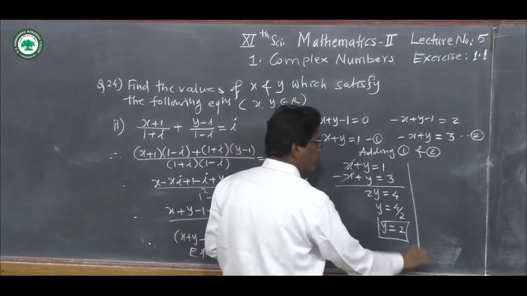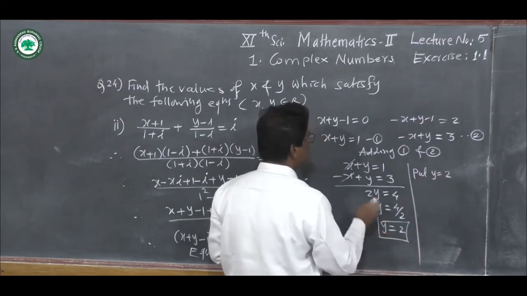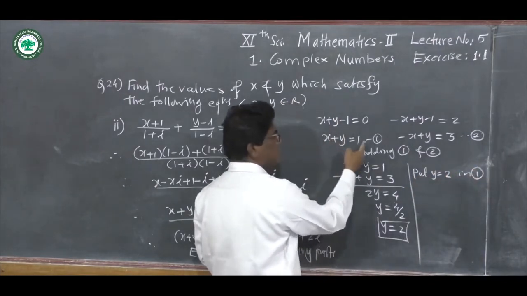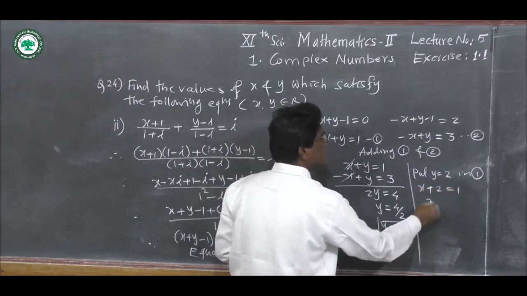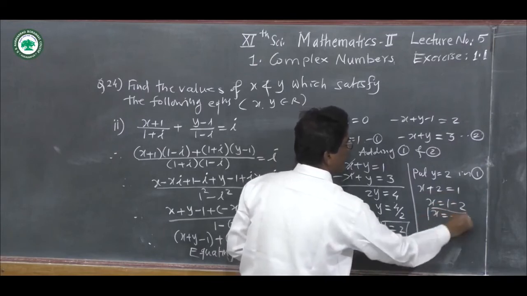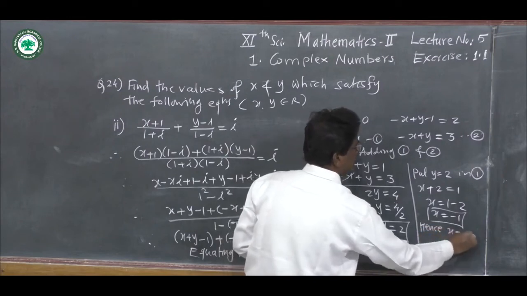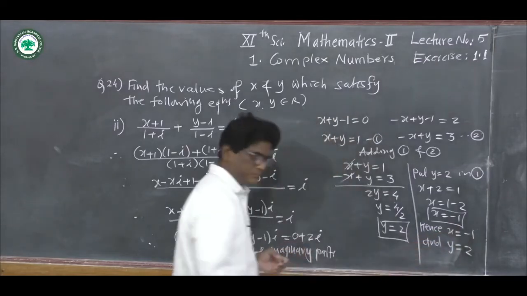Now put the value of y. Put y is equal to 2 in equation first. So x plus y is equal to 1, so x plus 2 is equal to 1, so x is equal to 1 minus 2, so x is equal to minus 1. Hence we get x is equal to minus 1 and y is equal to 2.